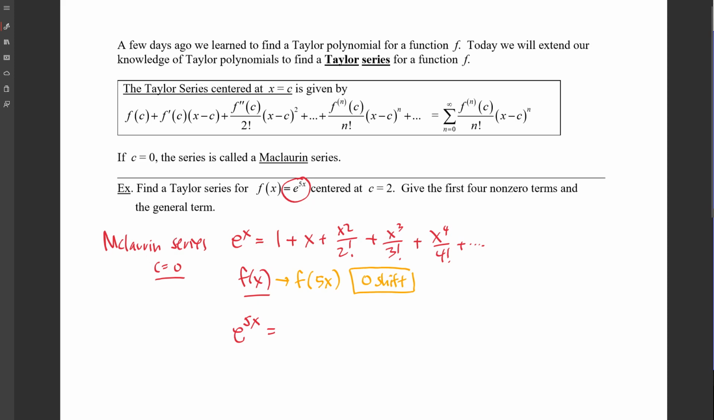What about this center? Now I want to get e to the 5x centered at 2. So c is going to go from 0 to 2. What kind of shift would that be for the c? That will be a right shift of 2. Okay? So I'm allowed to do substitution in the Taylor series. Okay? I can just change every x to 5x if the function shifts the same amount and in the same direction as the center shift. And you can see here, the function shift here is 0, and the center shift here is a right shift of 2. Since they don't shift the same amount in the same direction, I'm not allowed to use substitution here.